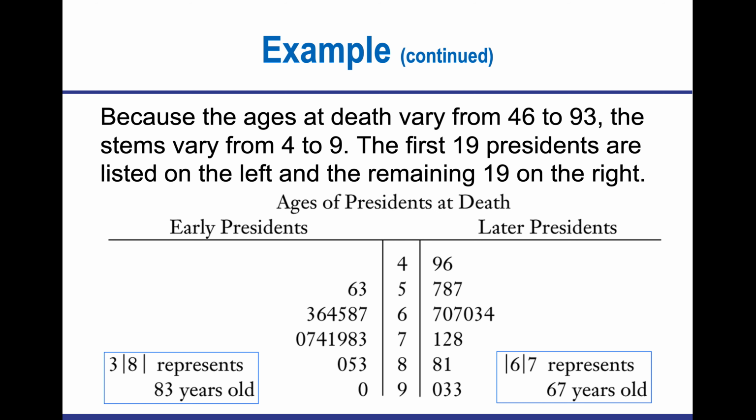38 with the 3 and the 8 represents 83 years old. This is why I said we don't want to use this with younger students, because they're going to say the 3 and the 8, they're going to say, oh, 38. It's really 83 because it's the left-hand side of the stem and leaf plot. Whereas on the other side, 6 and 7 does represent 67.